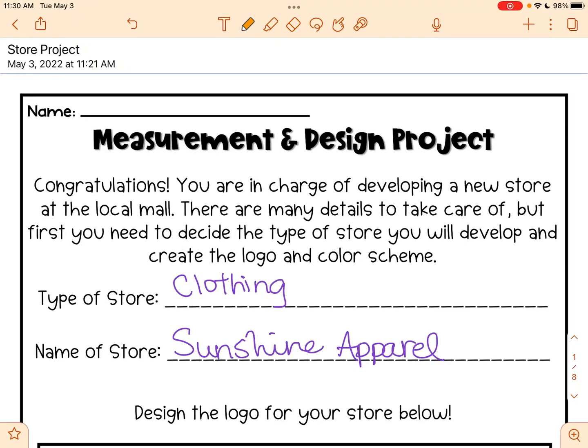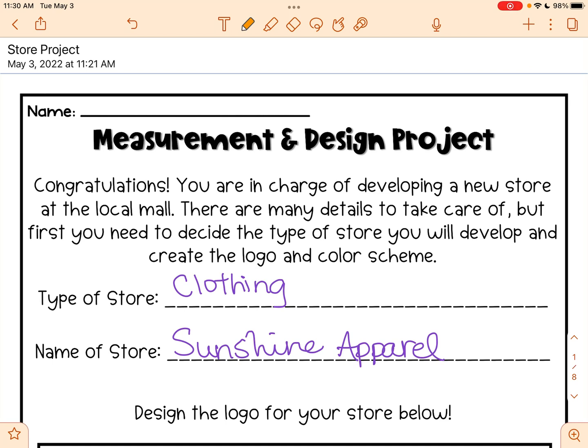Hi, 6th graders. Today you are going to be working on more of your store project. So what I would like you to do is split your screen between Notability and this video and have your store project open. Go ahead and pause the video until you have done those two things.